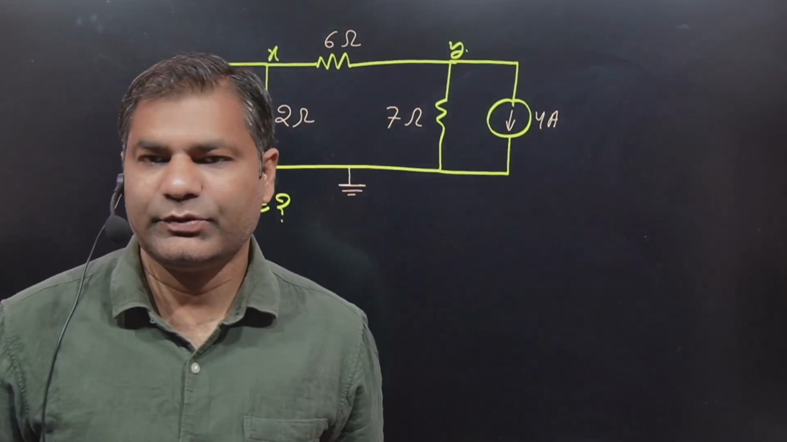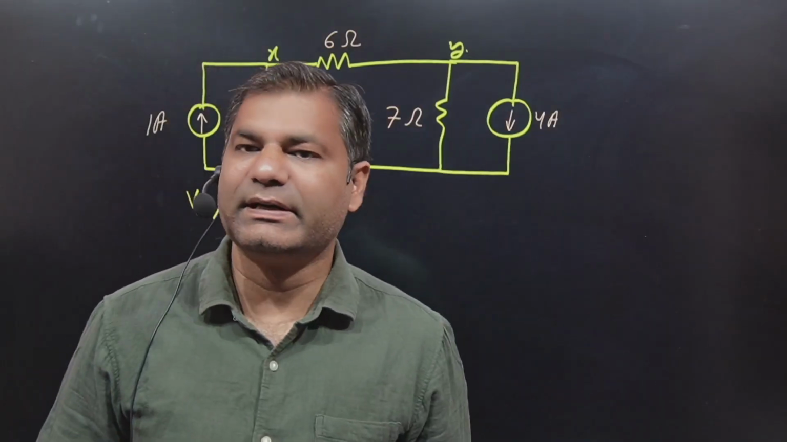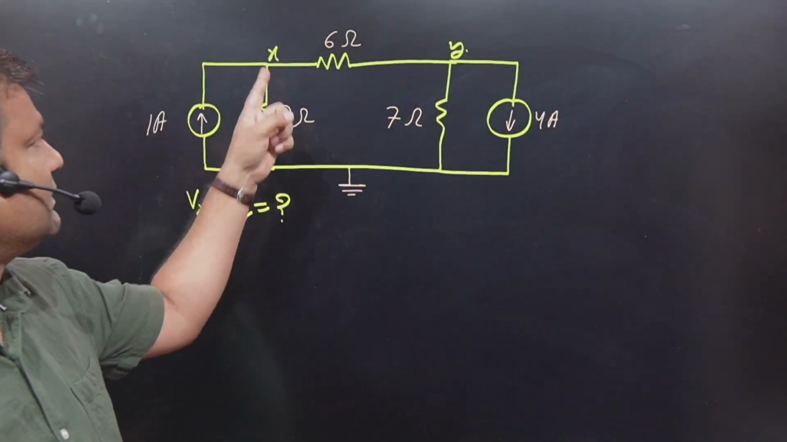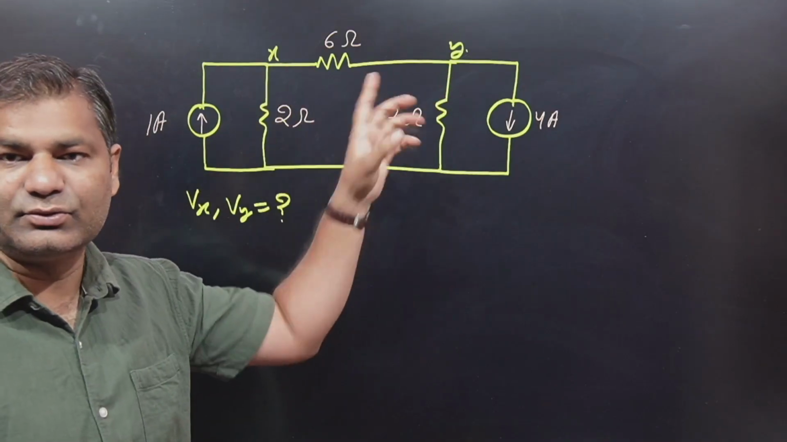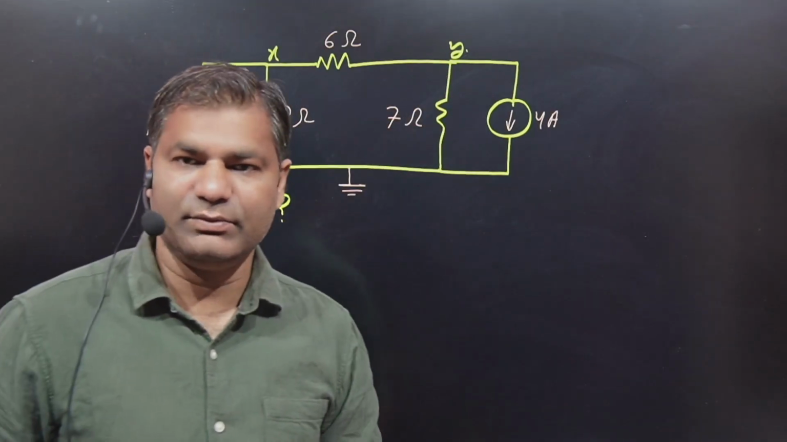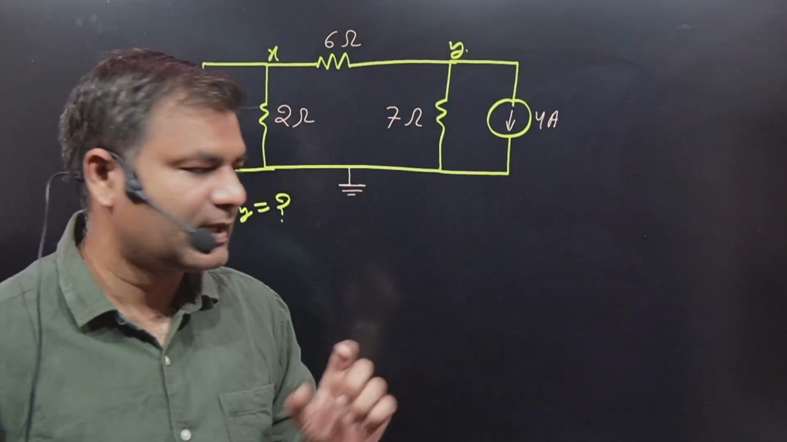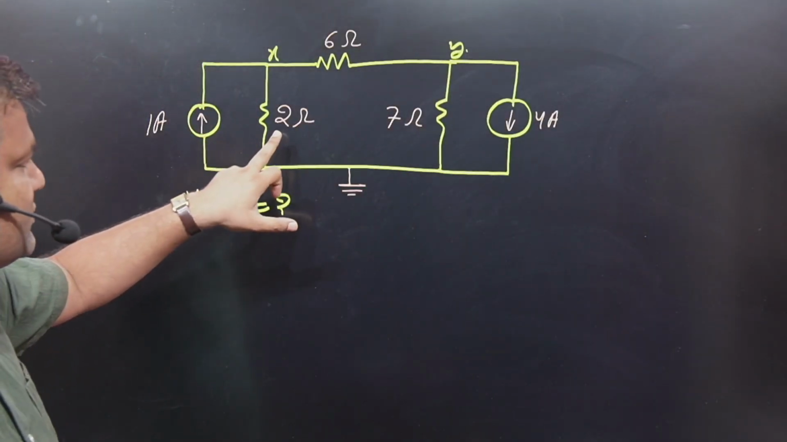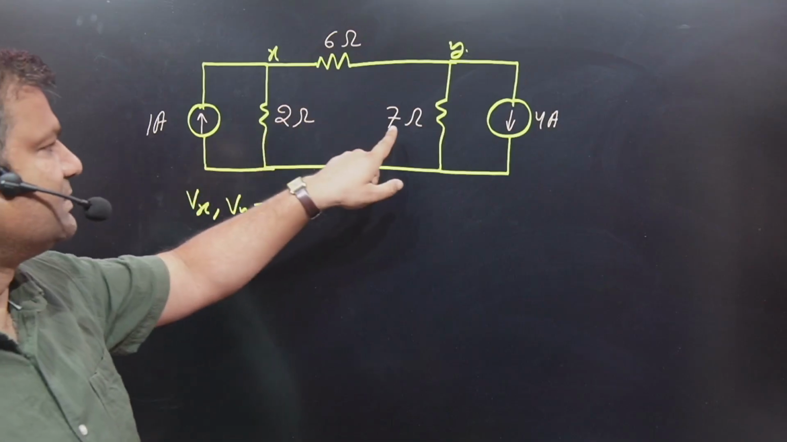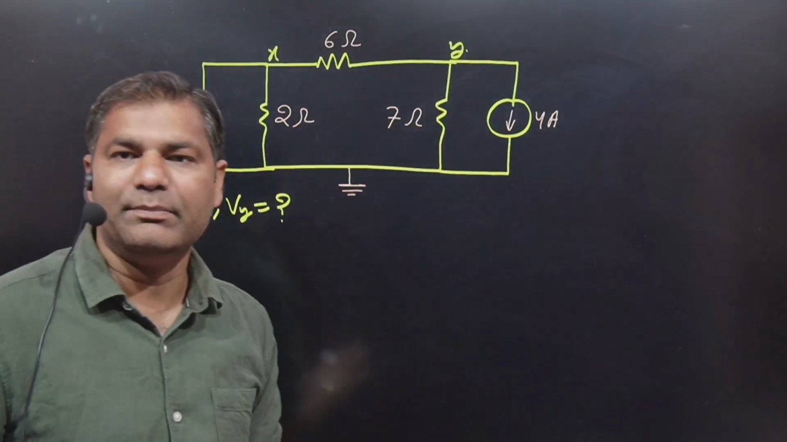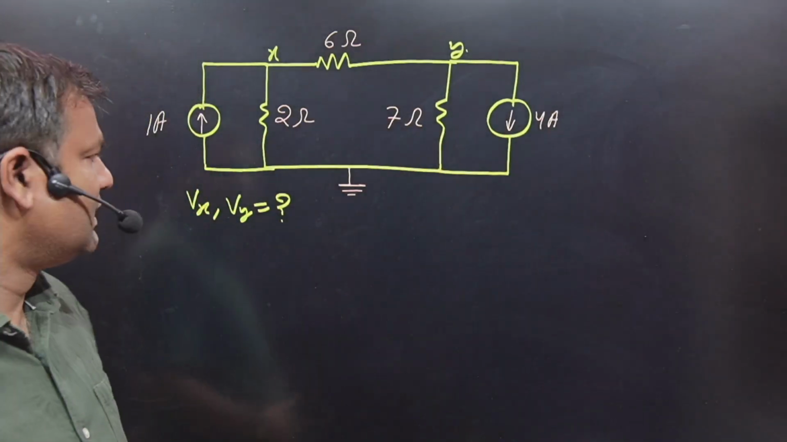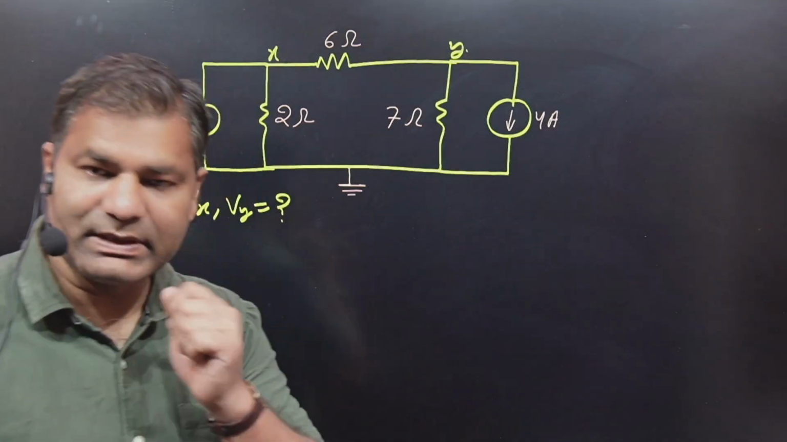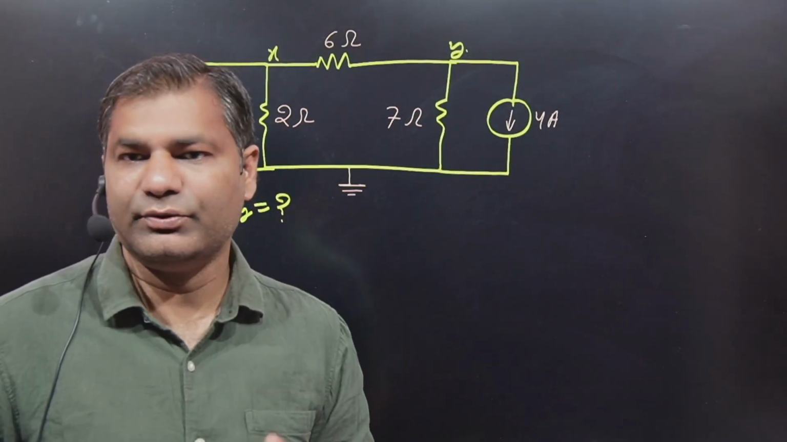Okay, so the first problem: determine the node voltages Vx and Vy. These are the two nodes, our targets. Look here: this one is a 1 ampere current in the upward direction, this one is 2 ohm, this one is 6 ohm, this one is 7 ohm, and that one is a 4 ampere current in the downward direction. The reference node is already given. So our target is Vx and Vy.